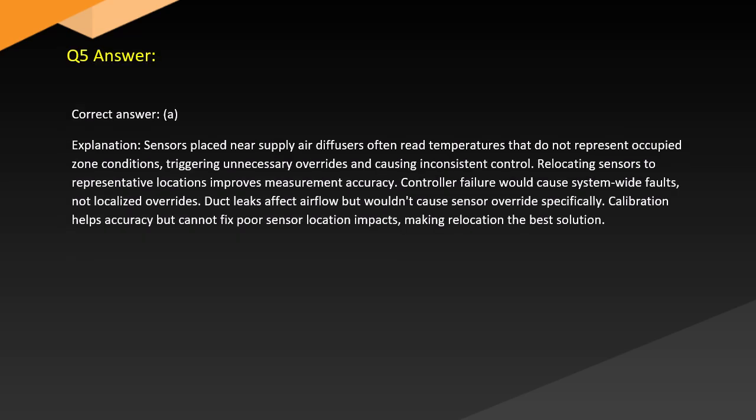Answer. Correct answer: A. Explanation. Sensors placed near supply air diffusers often read temperatures that do not represent occupied zone conditions, triggering unnecessary overrides and causing inconsistent control. Relocating sensors to representative locations improves measurement accuracy. Controller failure would cause system-wide faults, not localized overrides. Duct leaks affect airflow but wouldn't cause sensor override specifically. Calibration affects accuracy but cannot fix poor sensor location, making relocation the best solution.